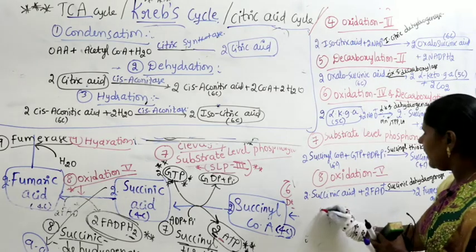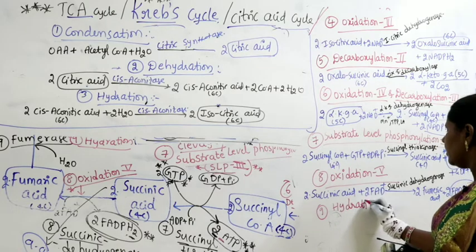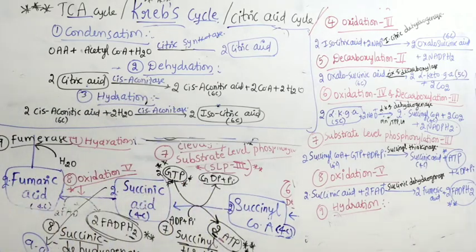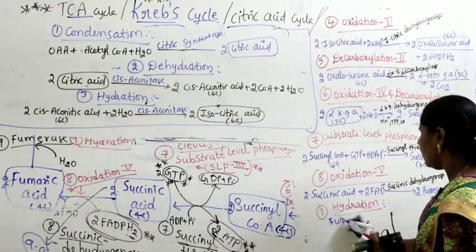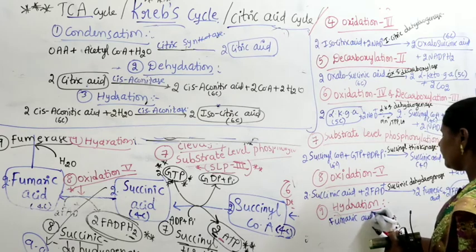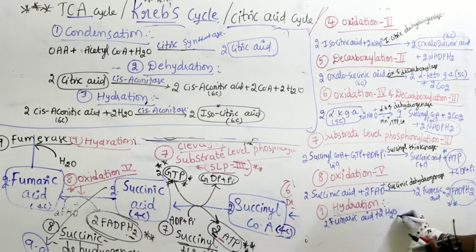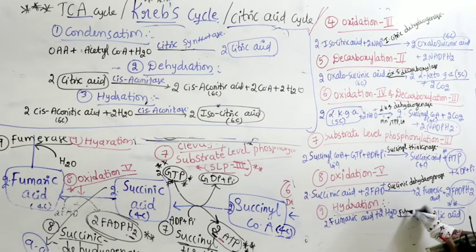Next one. The ninth one, what can we write? Hydration. The ninth one is hydration. So if you look at how many hydration possibilities there are here, we can write from where to where? Fumaric acid added with 2 molecules of water, 2 fumaric acid converts into 2 malic acid. Right? So what is the name of the enzyme? So here this is fumarase.